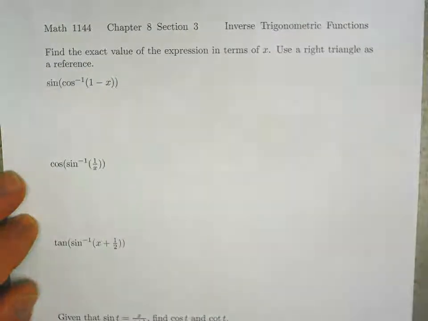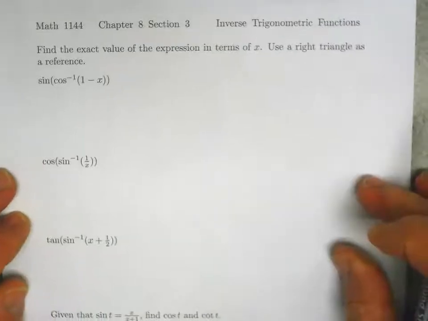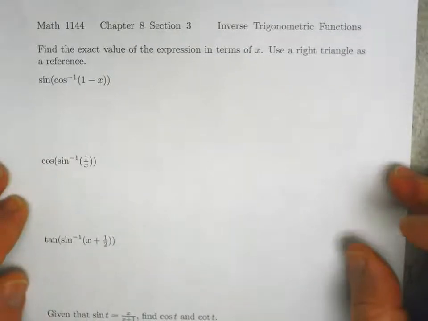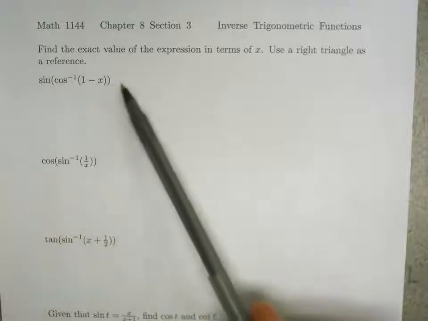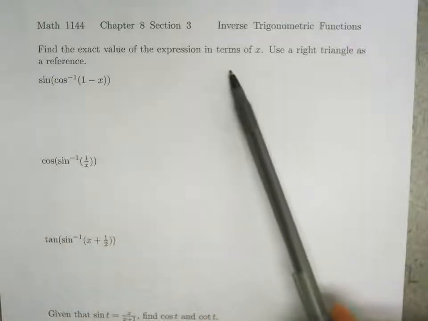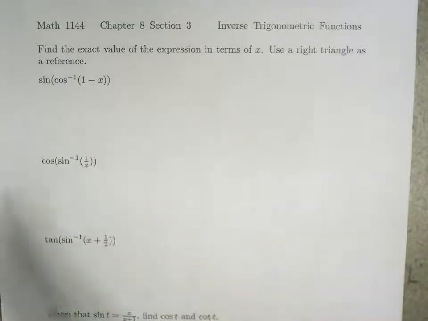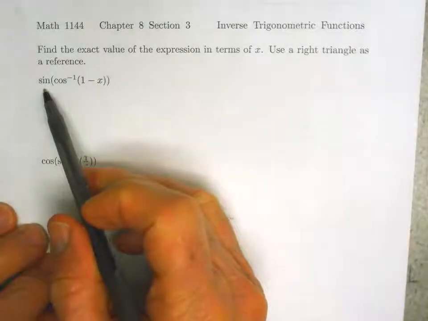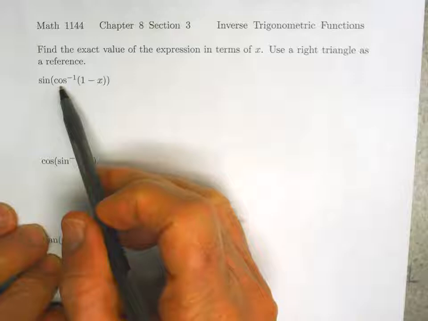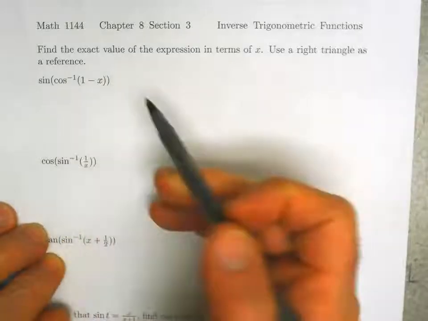Now we'll do some algebraic exercises involving some trig functions and inverse trig functions. So this says find the exact value of the expression in terms of x. Use a right triangle as a reference. Okay, so we want to find the sine of inverse cosine of 1 minus x.